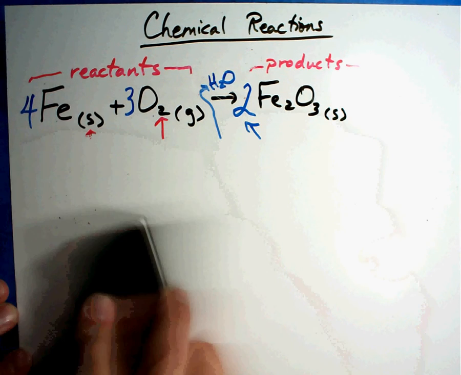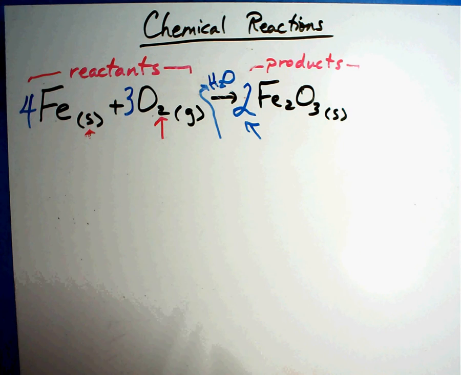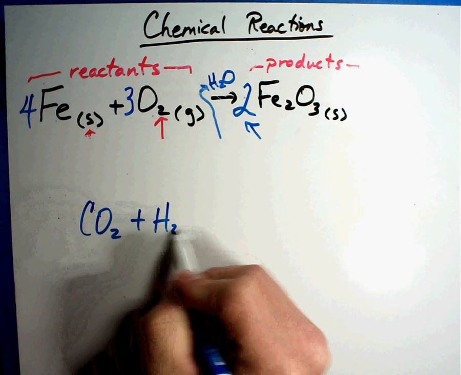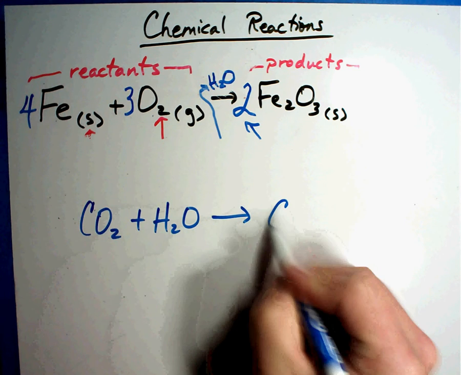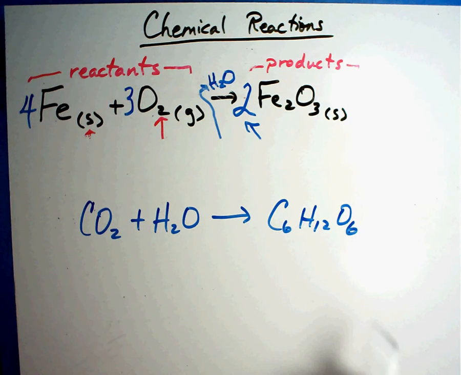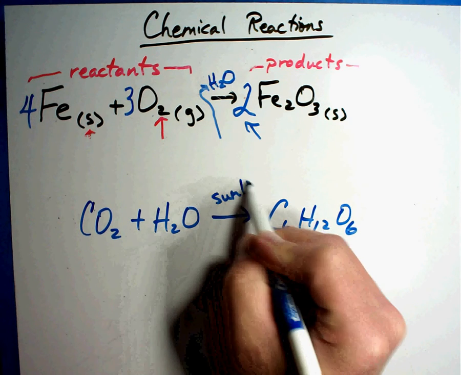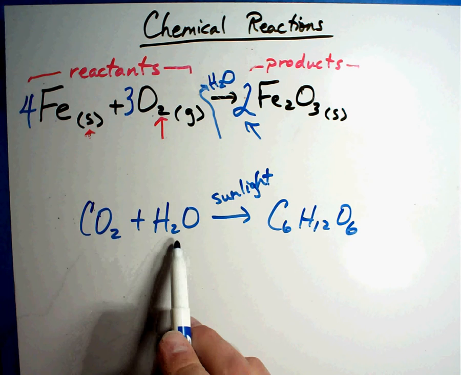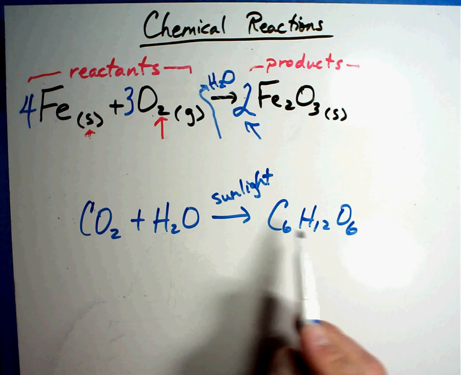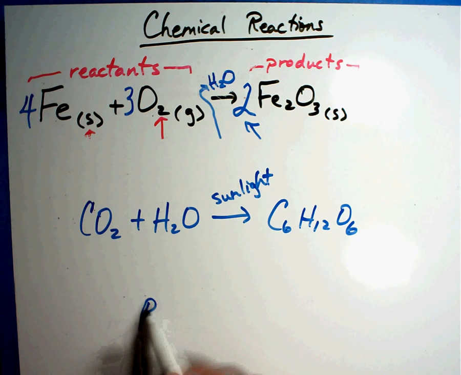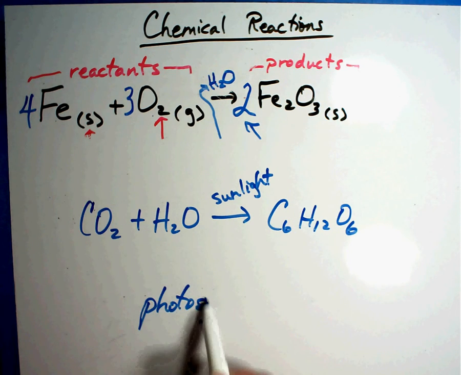Now, let me give you an example that you've probably seen before. One more reaction, and it looks like this. Carbon dioxide and water yield glucose. That's a really big compound, in the presence of sunlight. Now let's talk about this one for a second. Carbon dioxide and water produce sugar in the presence of sunlight. This is what plants do. This is what is called photosynthesis.